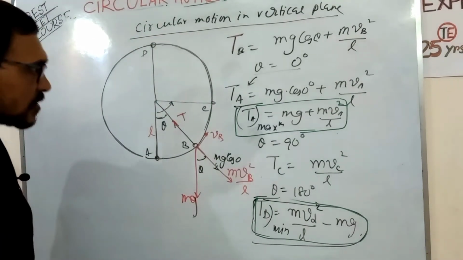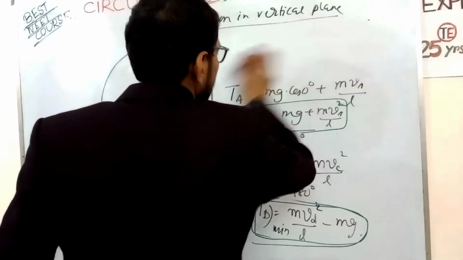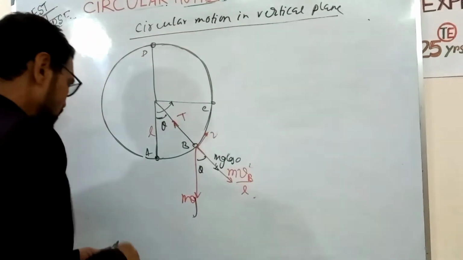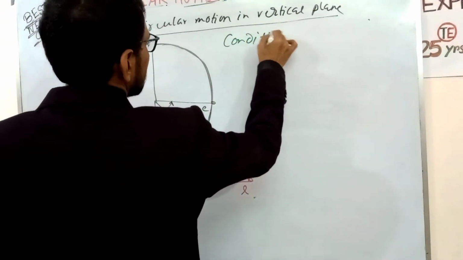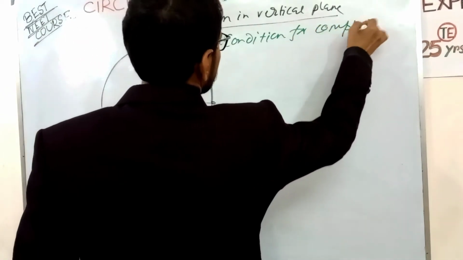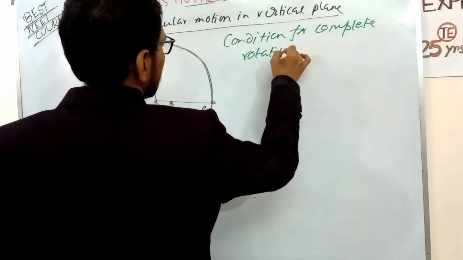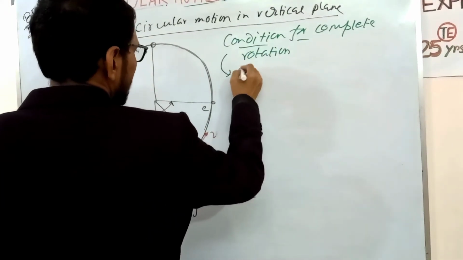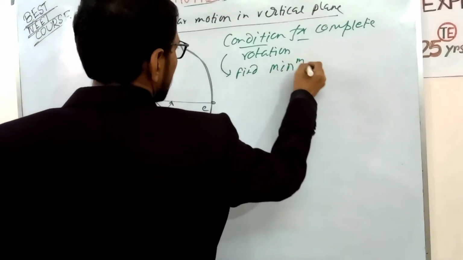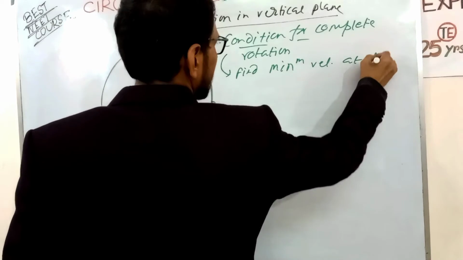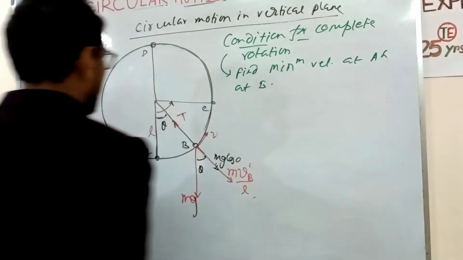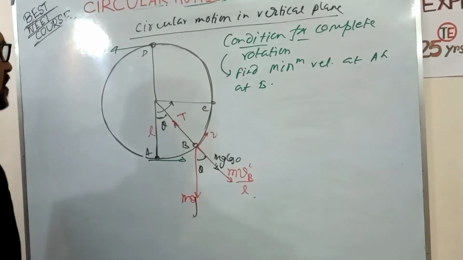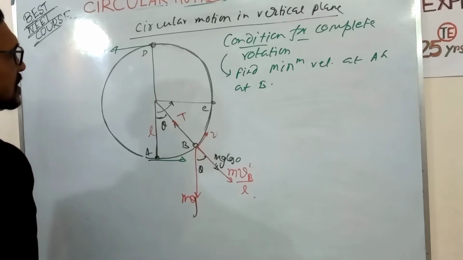Now next, what is the condition for complete rotation? Condition for complete rotation: minimum velocity. Find the minimum velocity required at A and D, such that the particle completes one complete rotation.